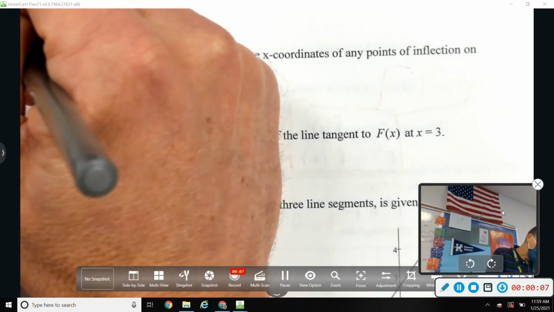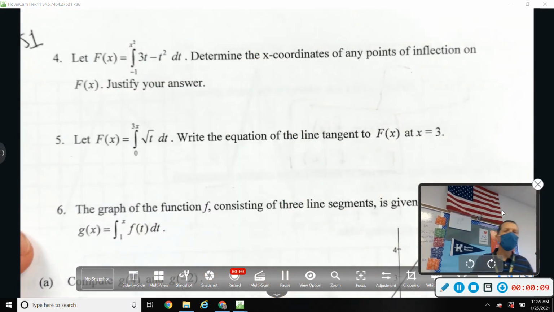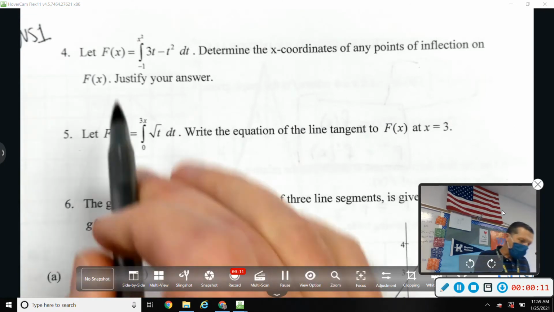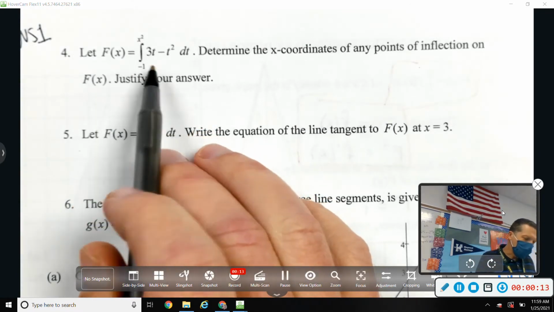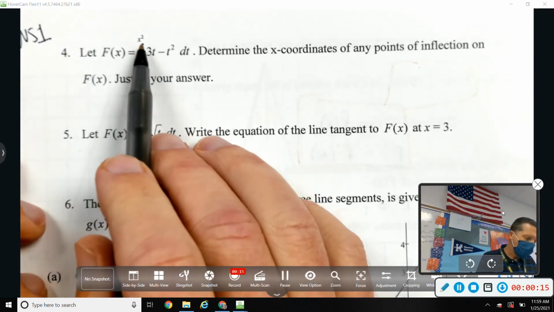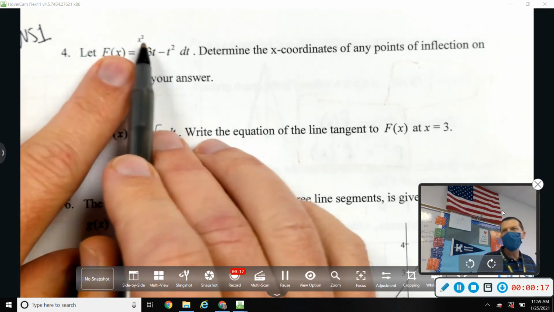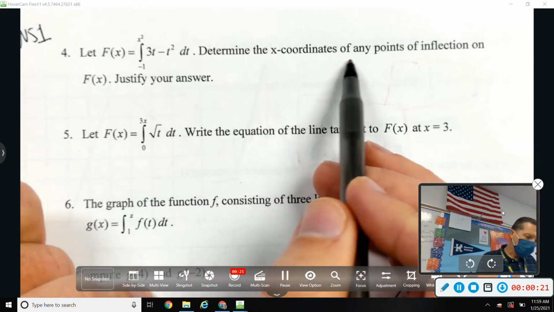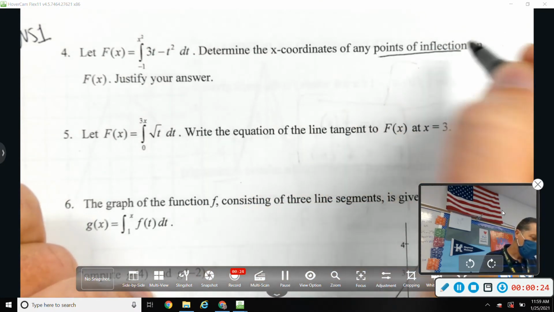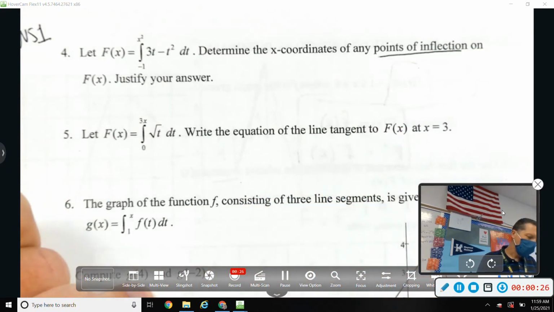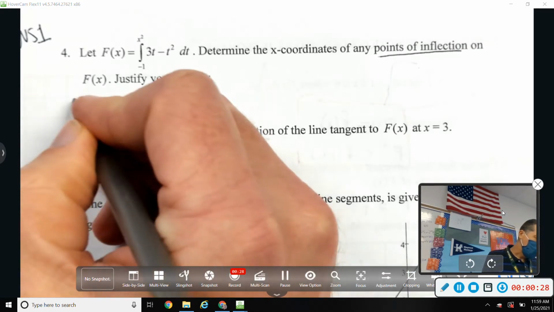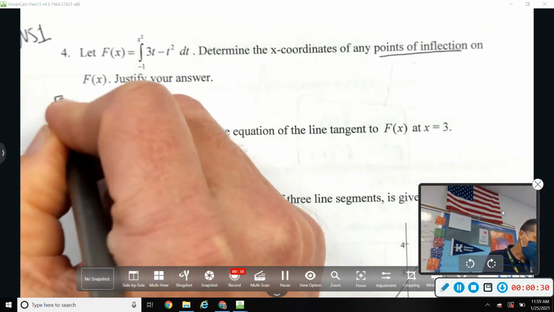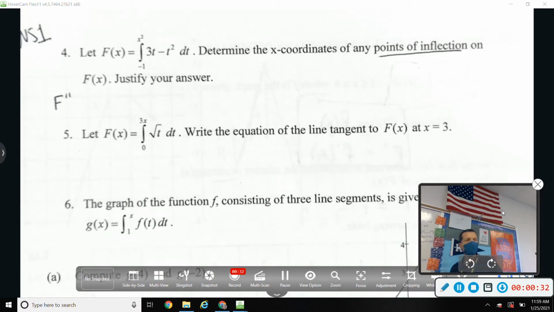But let's look at worksheet 1, number 4. Capital F of x equals the integral from -1 to x squared. Already I'm thinking chain rule because that's x squared up there, not just x. Determine the x coordinates of any points of inflection on f of x. Justify your answer. Well, justify your answer. I like to justify first because it lets me know what I'm looking for.